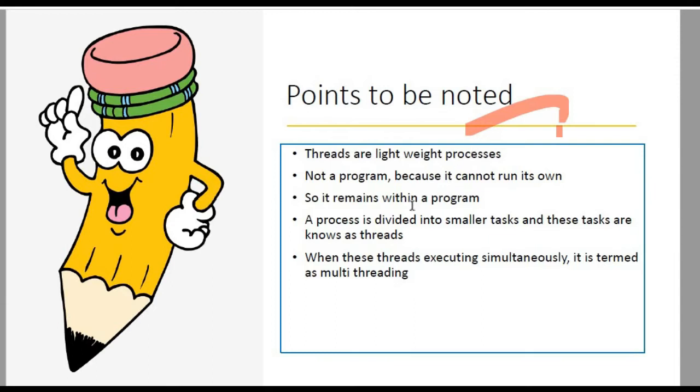So a large program or an enterprise application can be divided into small units or small tasks or small segments. Each of them has to perform its own task. These tasks are called threads. When these threads are simultaneously executing, that is what is termed as multi-threading. The biggest advantage of a multi-threaded program is that it can execute multiple threads at the same time, so that it can improve the performance and efficiency of a program.